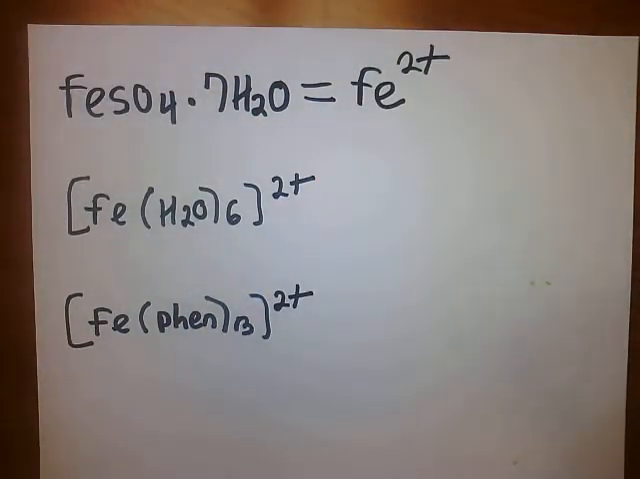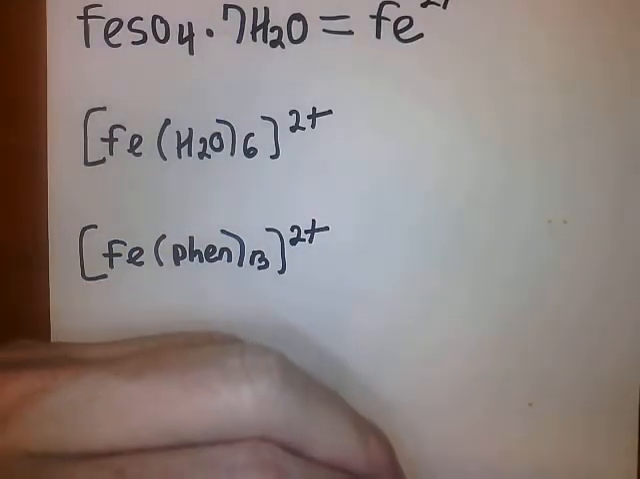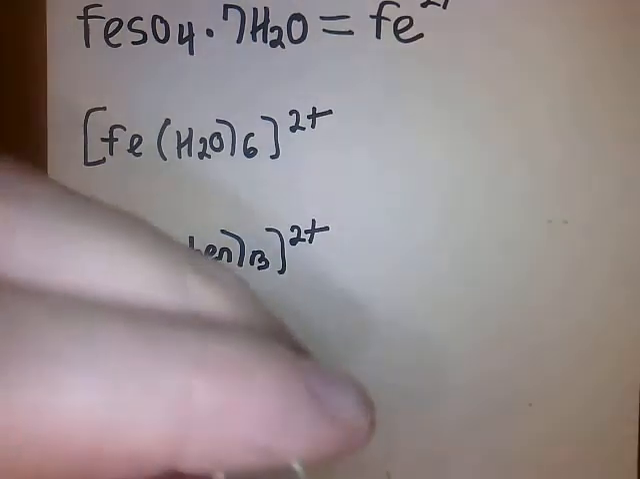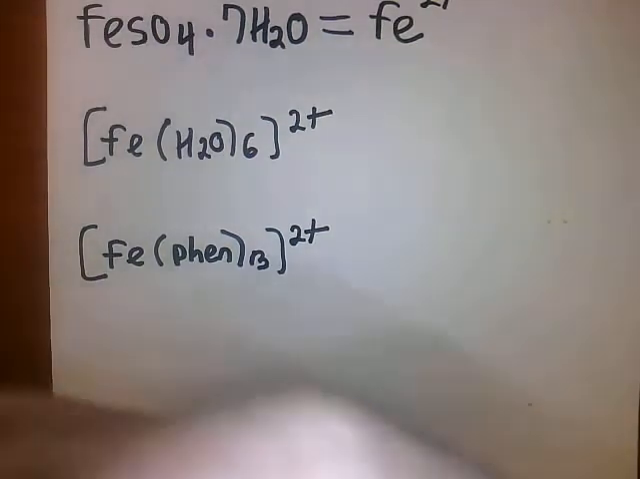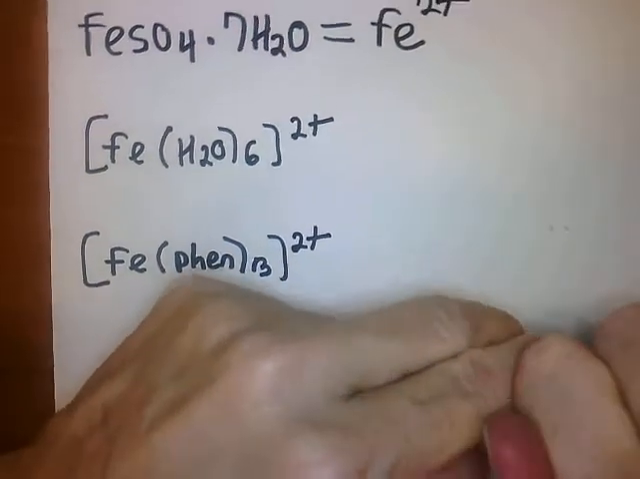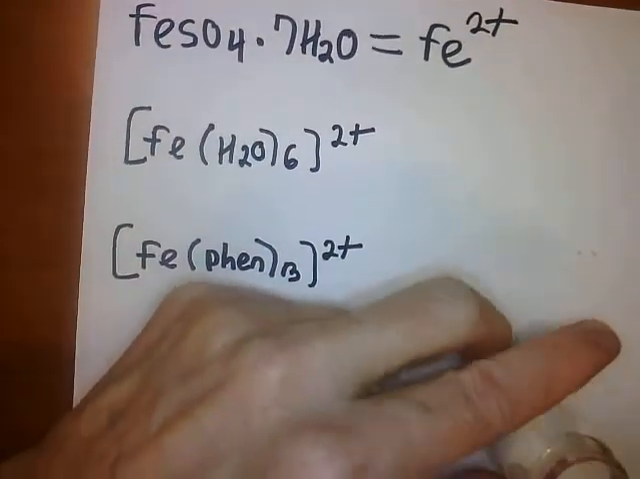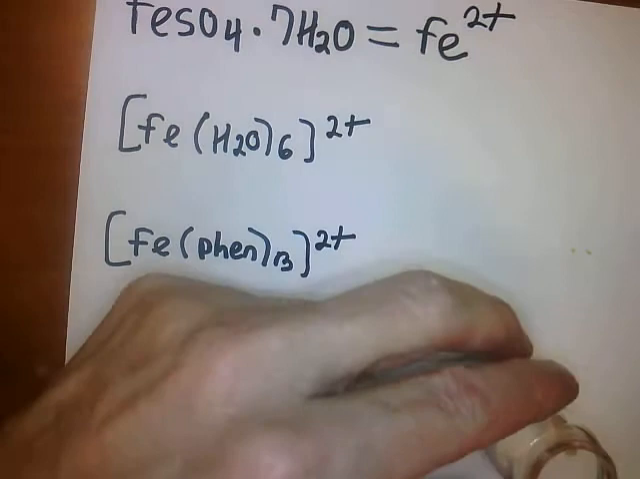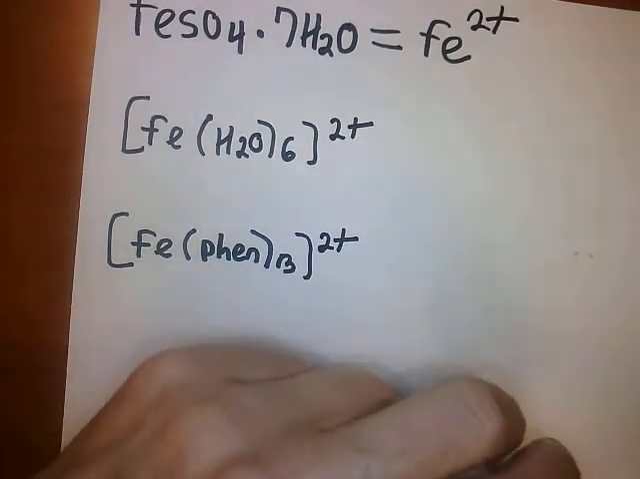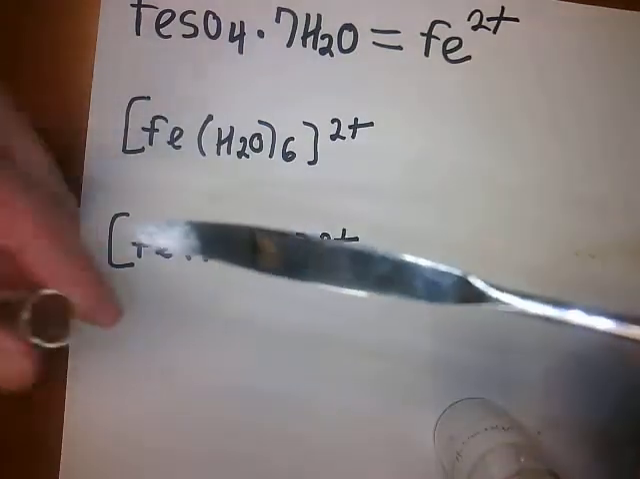Now, the second one, we're going to dissolve it in water, and we're going to add just a little bit of 1,10-phenanthroline. Alright, so just a tiny little bit. It's small little crystals.